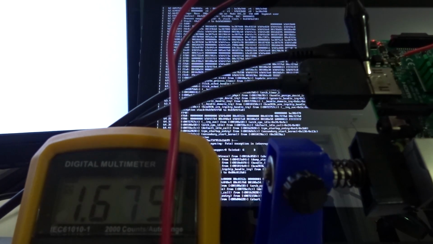Just raising the voltage, kernel panic on the CPU. So I can't go past 1.6. That's what I'm playing around with. I was just slowly incrementing the voltage to see if it would affect anything. And look, without even doing anything, it just kernel panicked.